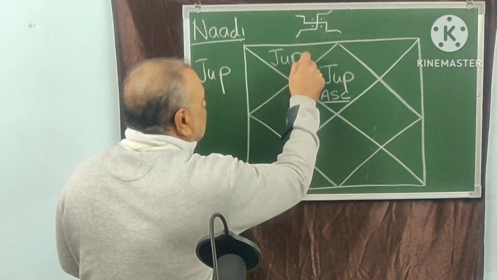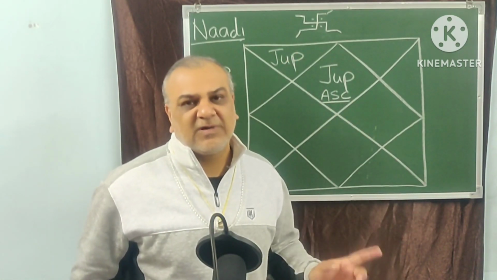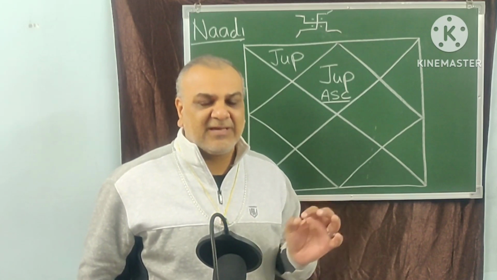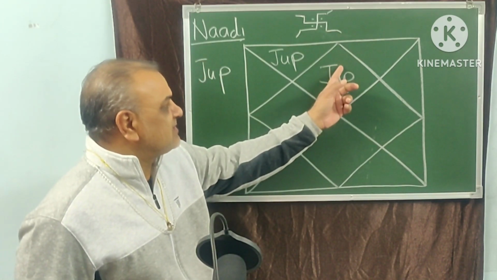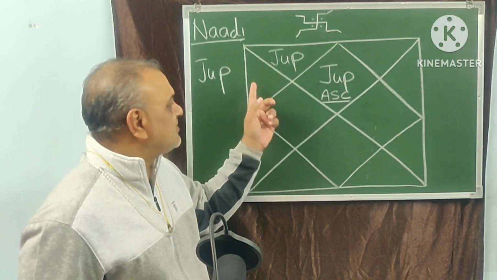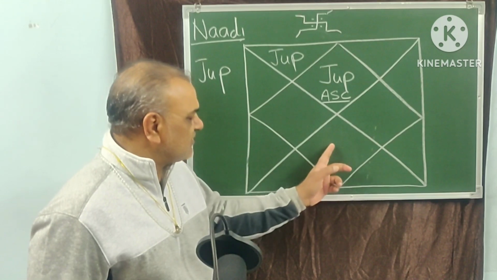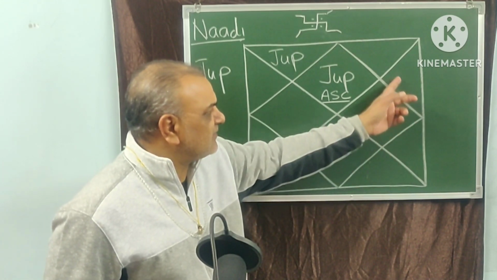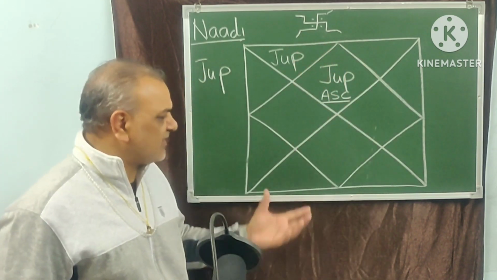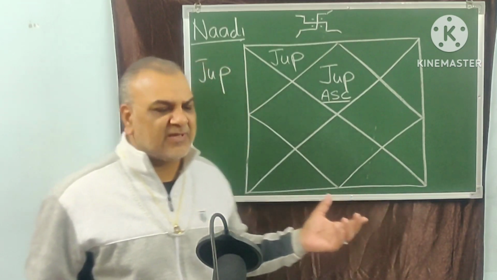Second, if Jupiter is placed in the second house, so those who are new to Bhrigunandi Nadi and they don't know about houses, let me explain you one by one. This is the first house, this is the second house, third house, fourth house, fifth house, sixth house, seventh house, eighth house, ninth house, tenth house, 11th house, 12th house. It's a very simple and easy method, you can find it in any book about the houses.